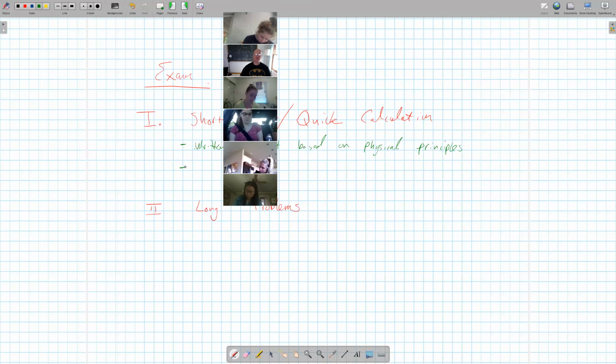A quick calculation is exactly that. It's something that should only be maybe a couple lines of algebra. So it should be something that's fairly simple to calculate. This would be some sort of simple calculation. Okay. Again, this should be maybe a few lines of algebra, something that's easy to calculate.